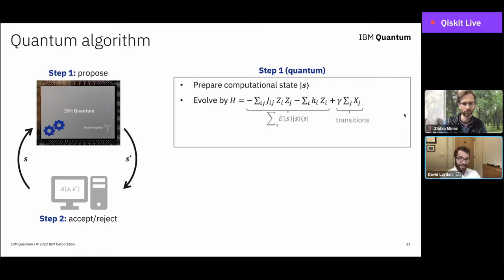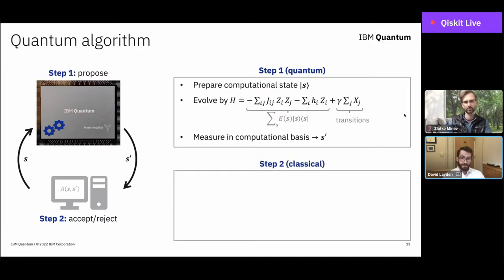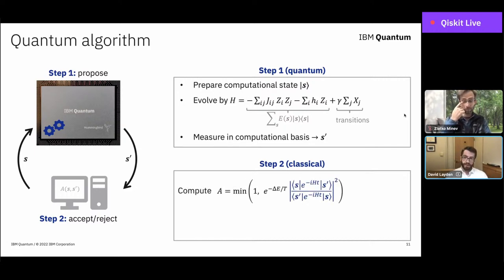The final step is then to read out your state, and that gives you some n-bit string, which you call S prime. You then return to your classical computer and compute the acceptance probability, where now I've written out this famous blue fraction in terms of quantum mechanical notation. In this notation, this is a ratio of transition probabilities from S to S prime and S prime to S.